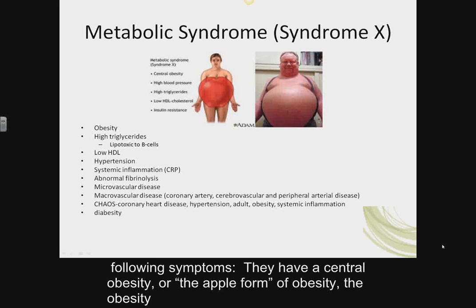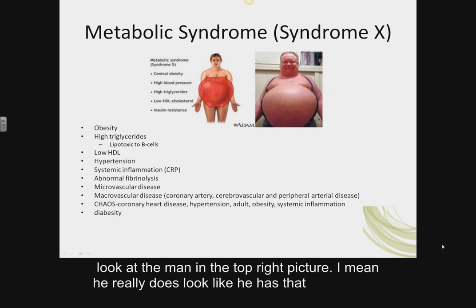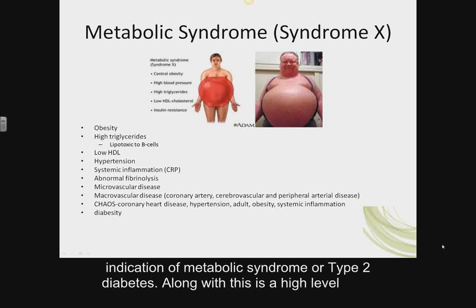They have central obesity, or quote unquote the apple form of obesity. The obesity is mostly in the abdominal region. I'm showing this to you as a cartoon with an apple, but look at the man in the top right picture. I mean, he really does look like he has that apple type of presentation where his fat is localized in one area. That is a huge indication of metabolic syndrome or type 2 diabetes.